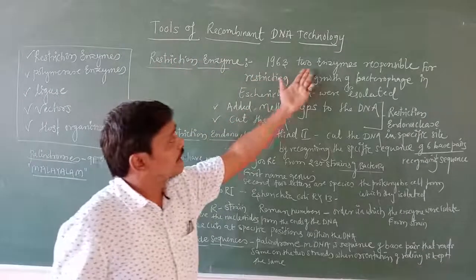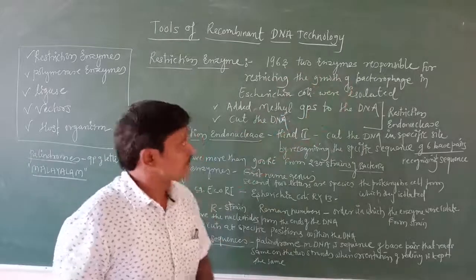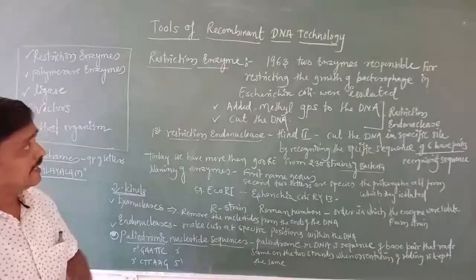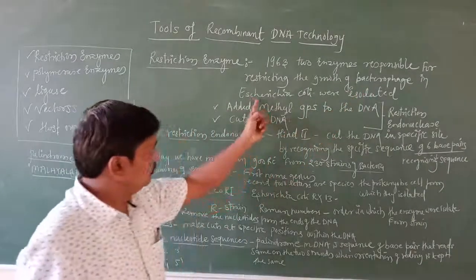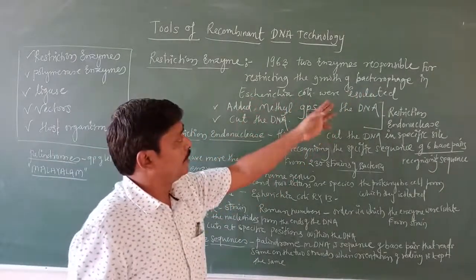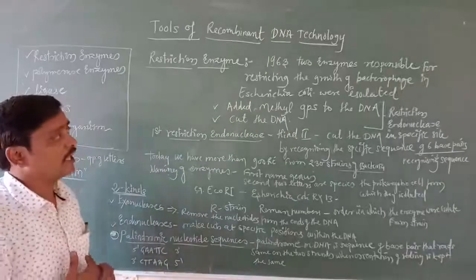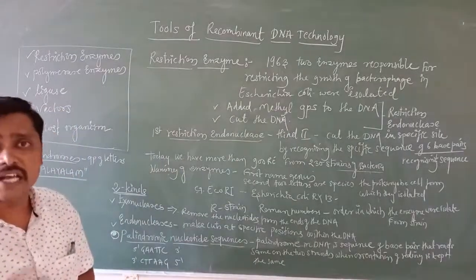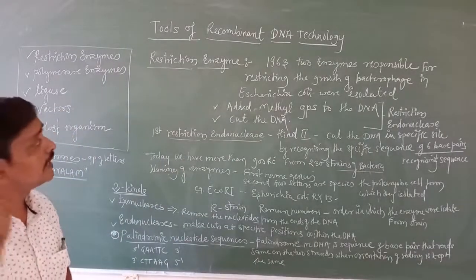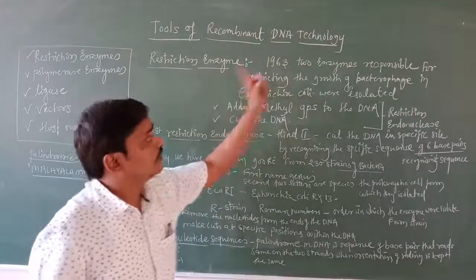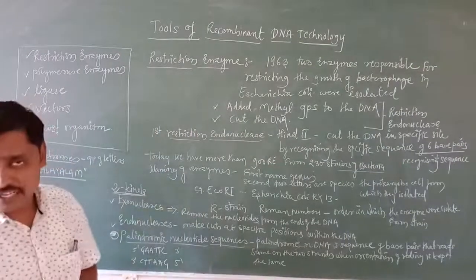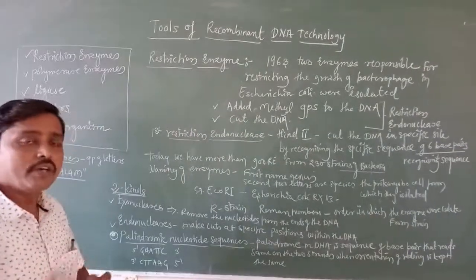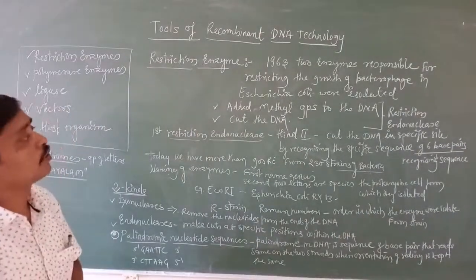In 1963, two enzymes responsible for restricting, in the sense suppressing, the growth of bacteriophage in Escherichia coli were isolated. Two enzymes were isolated from Escherichia coli, and those enzymes suppress or restrict the growth of bacteriophage. How are they going to restrict the growth of bacteriophage?